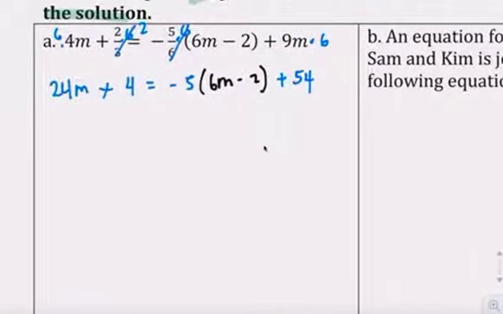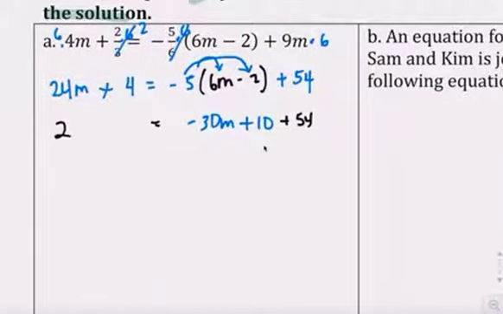Okay, did you get that? Can distribute. Here's the mistake, that's -30m. That's not the mistake. The mistake is normally -5 times -2. It's a +10. And everything else stays the same. 54, 24m plus 4. Combine like terms, right? The 10 and the 54, that makes 64.